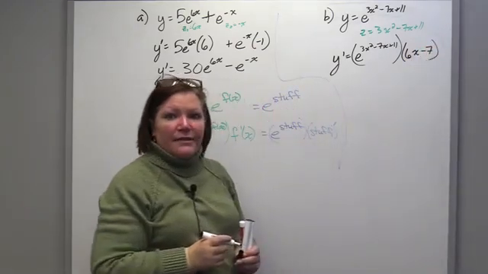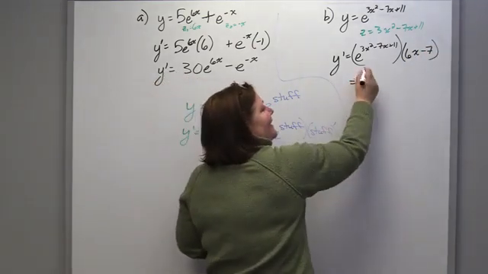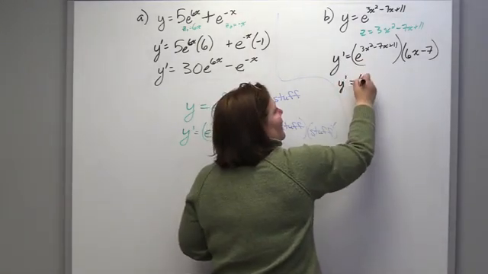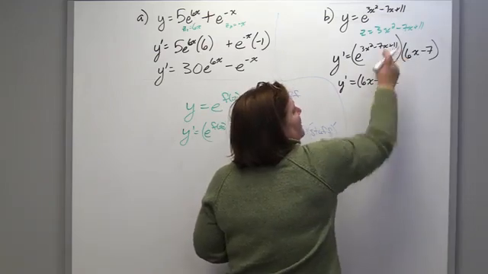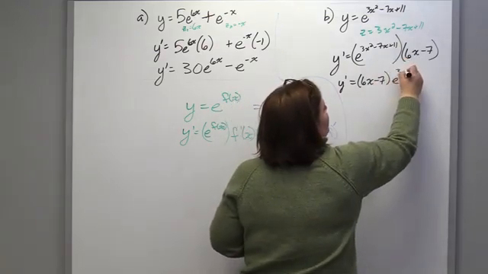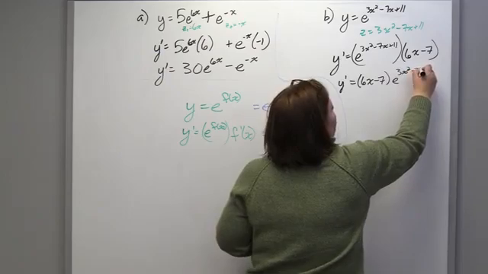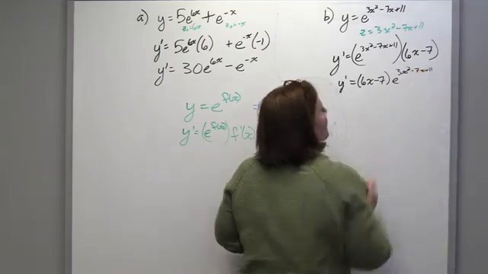Make sure you put parentheses. And in this case, you might rewrite it to make it clear that this is not a part of the exponential. A lot of times we would write it in front like that.